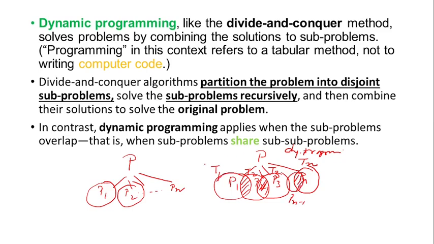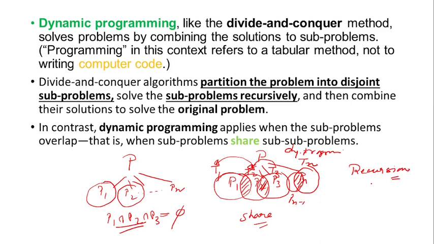While solving sub-problems, P1 will make a table and P2 also will make a table, but it will use some information from table 1. P3 also will use some information from T2 or T1 like that. So there are sharing opportunities in dynamic programming, whereas in divide and conquer, all are independent sub-problems. Meaning P1 intersection P2 intersection P3 is equal to null. No intersection, no commonality among them. So both will be using the recursion technique. You have to develop a recursion technique like we did in the greedy method.